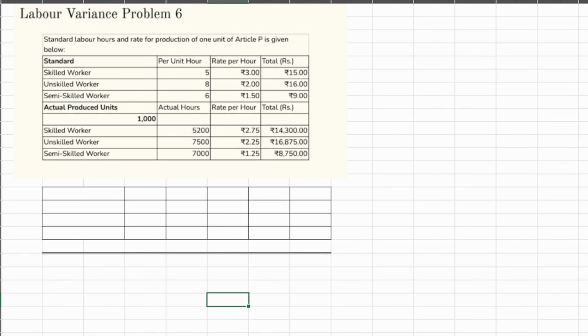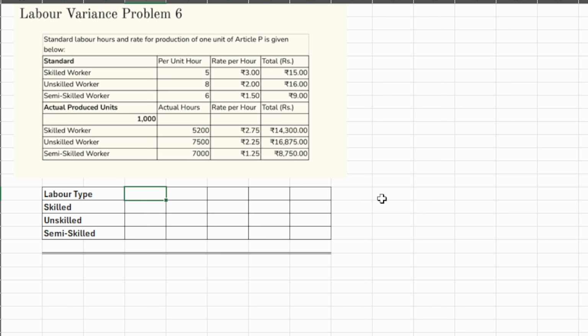We have 3 types of worker: skilled, unskilled, semi-skilled. In the table above, we have the standard data, and in the table below, we have actual data. So I will take the help of an Excel sheet to solve this problem. First, I will record the different types of labor. Now I have recorded the different labor types in the first column.